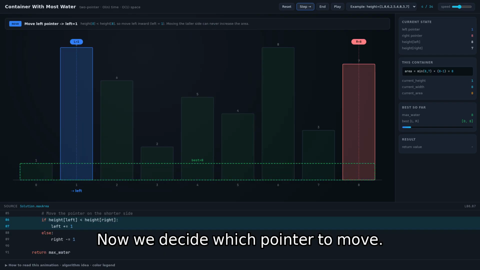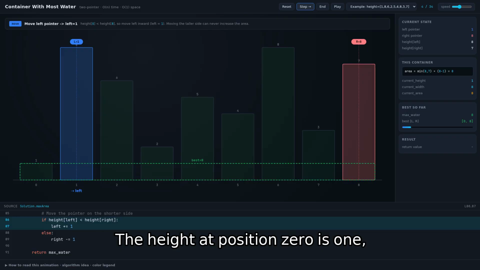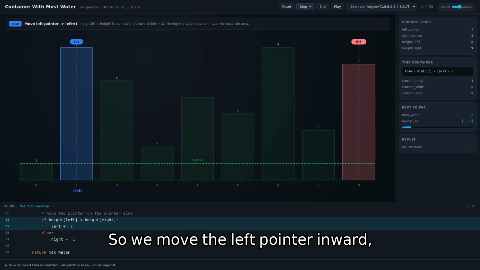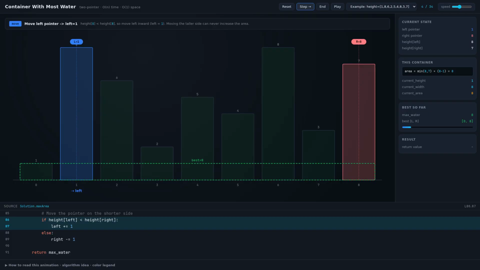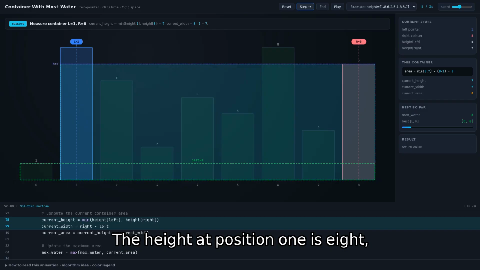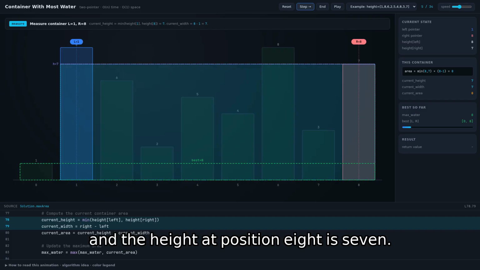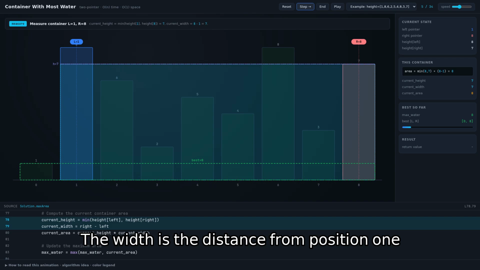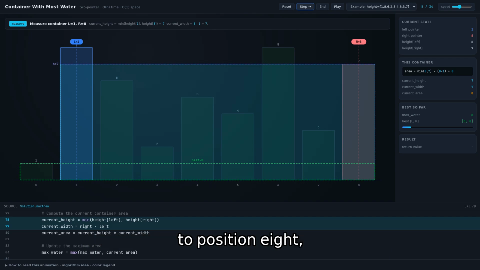Now we decide which pointer to move. The height at position 0 is 1, which is less than the height at position 8, 7. So we move the left pointer inward, from position 0 to position 1. We measure the new container. The height at position 1 is 8, and the height at position 8 is 7. The shorter height is 7, so the current height is 7. The width is the distance from position 1 to position 8, which is 7.